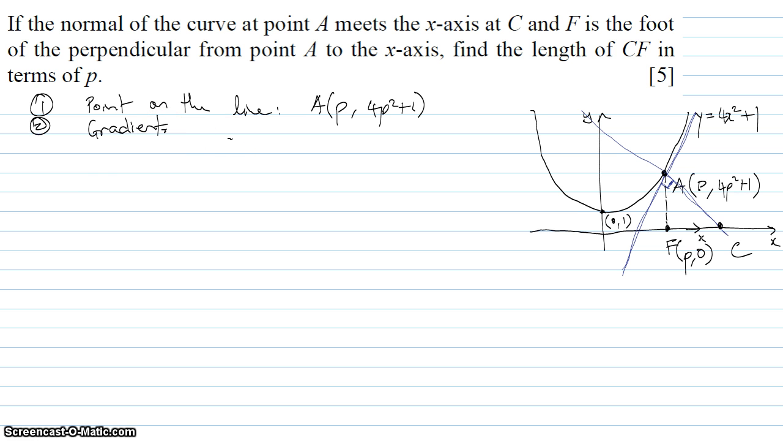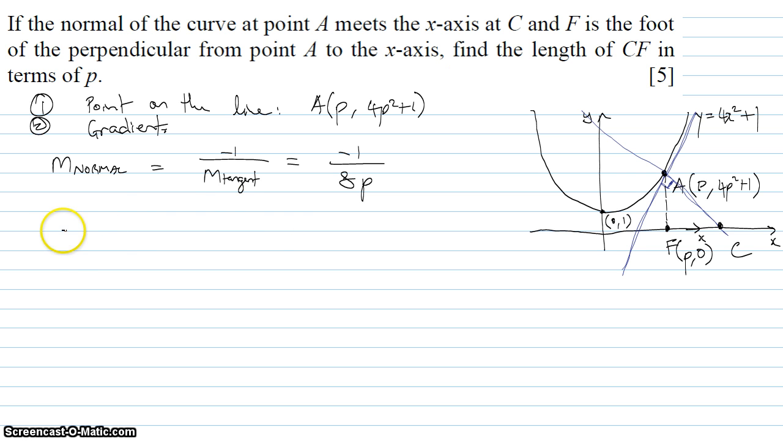Why? Because I know that the gradient of the normal is minus 1 over the gradient of the tangent. And I know what the gradient of the tangent is. That's 8p. So I've found out what the gradient of the normal is.